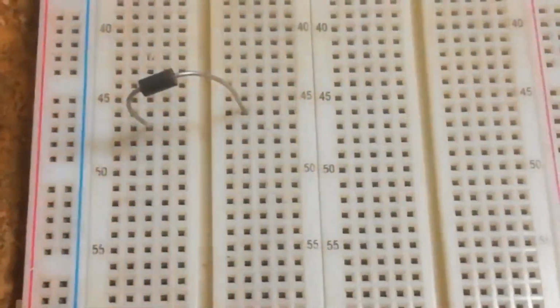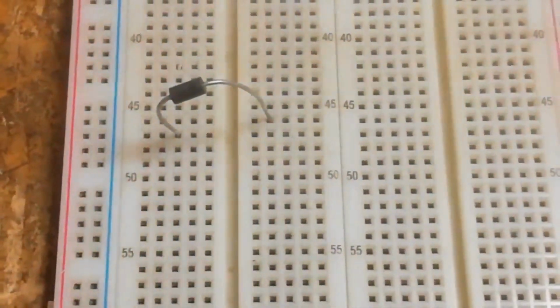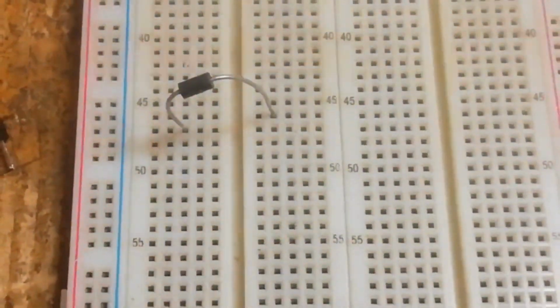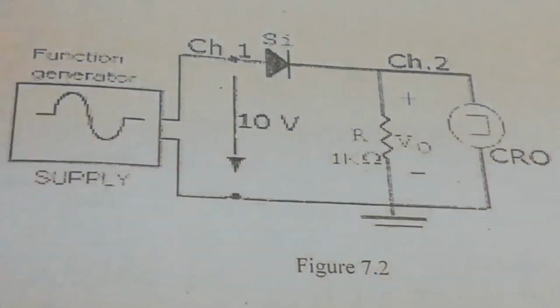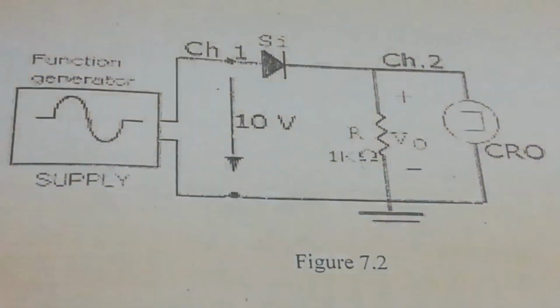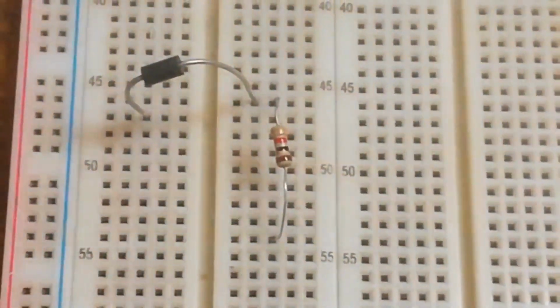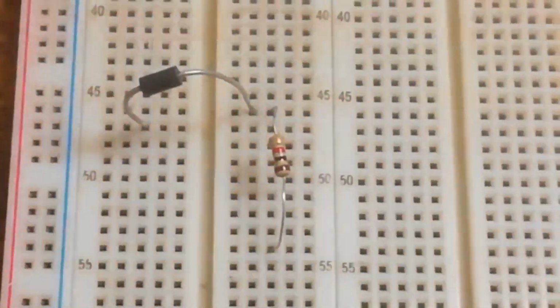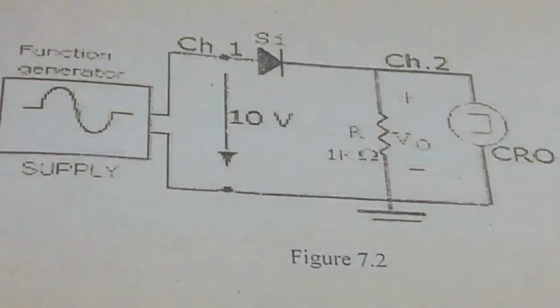Now as you can see here, I have connected this diode randomly on this breadboard. Now I am going to connect the resistor. As you can see here, the resistor is connected in series with this diode. So now the resistor is connected like this. Okay, now again look at this circuit diagram.